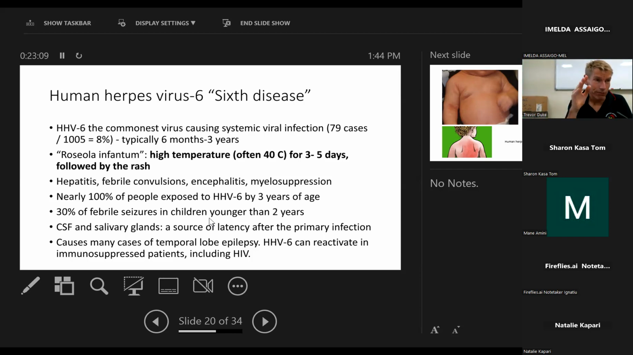They have a febrile convulsion and then they might get a bit of scarring in their temporal lobe, and then they can go on and have some temporal lobe seizures later on in childhood. So a lot of the children that end up with what we call complex partial epilepsy or temporal lobe seizures will have had HHV6 when they were infants, because it causes a bit of scarring.